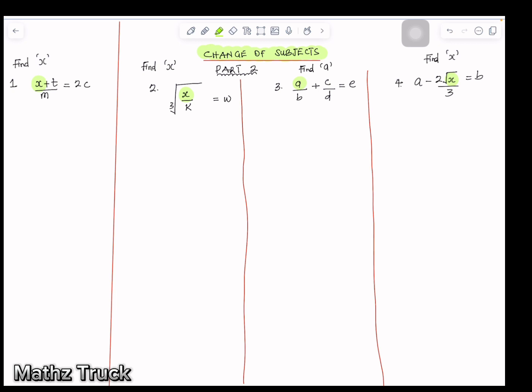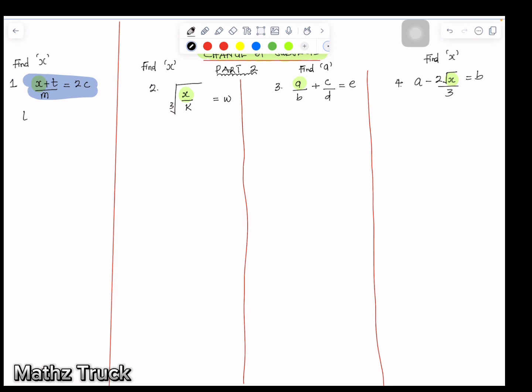Now, first question says we should find x, when the expression reads x plus t over m equals 2c. So this is the expression that we've been asked to find x out of. Now, what do you have to do? The first thing you have to know is that we have x plus t over m equals 2c. So it is more or less like a fraction.